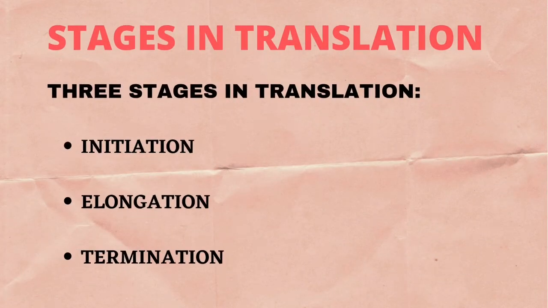Next is stages in translation. There are 3 stages in translation. Number 1, initiation. Number 2, elongation. And number 3 is termination. While elongation has other 3 steps.